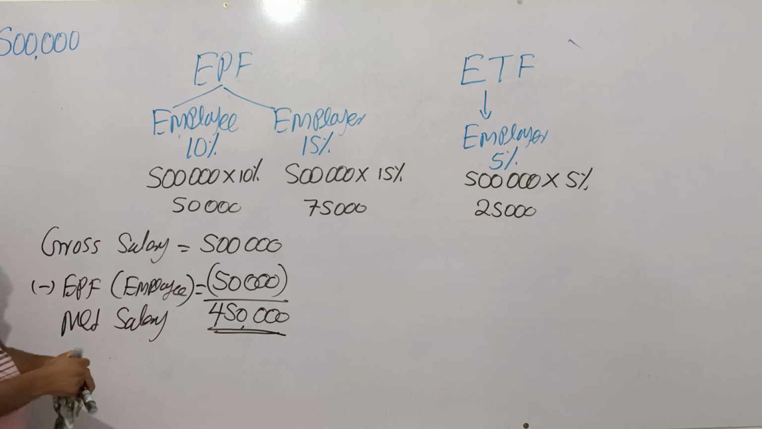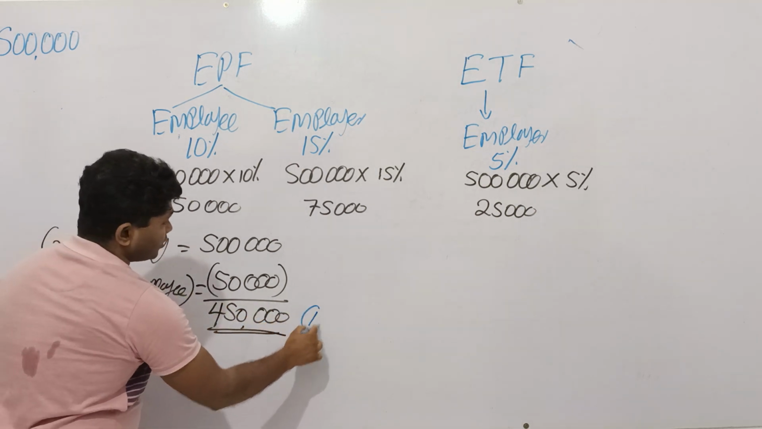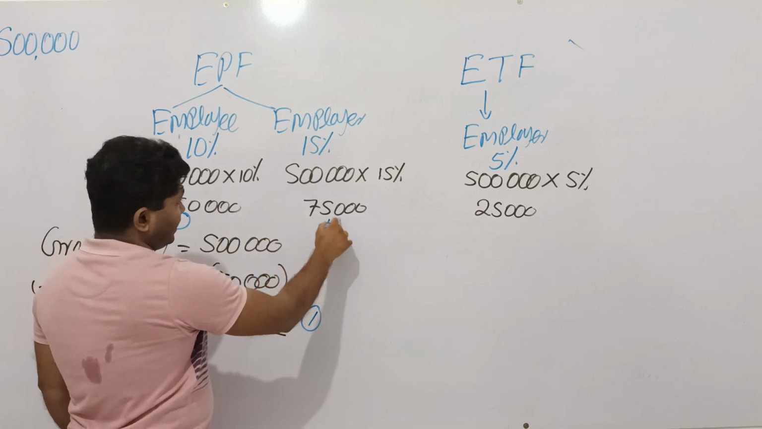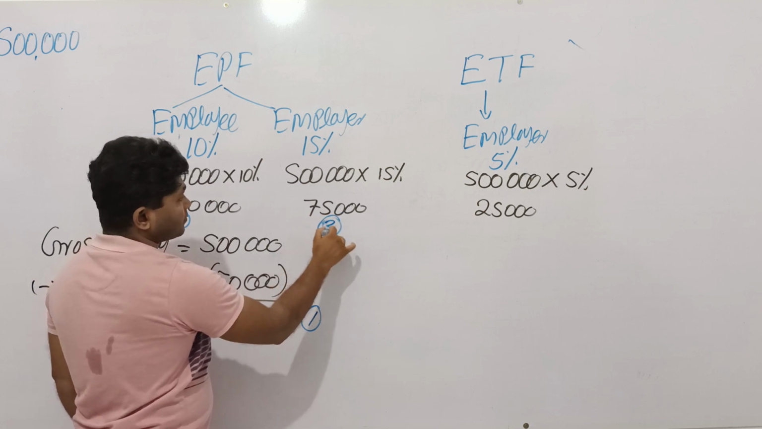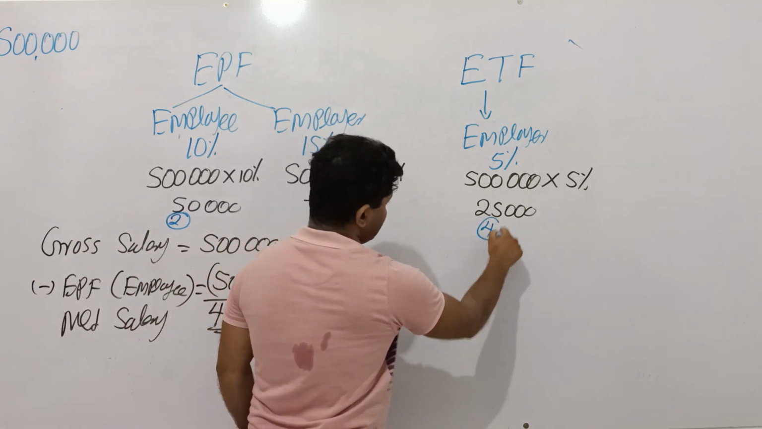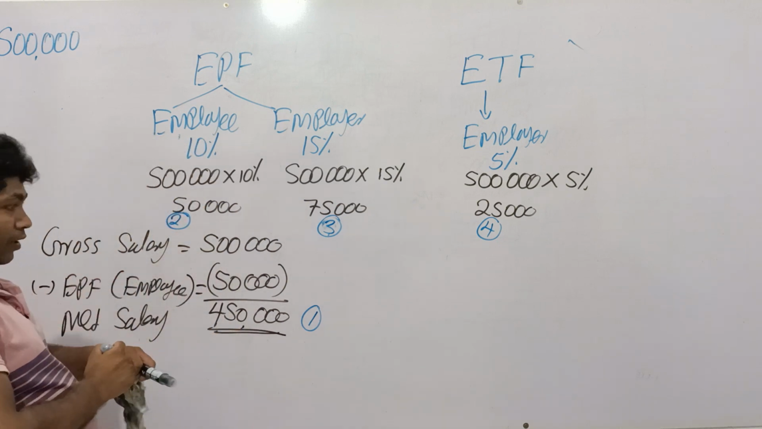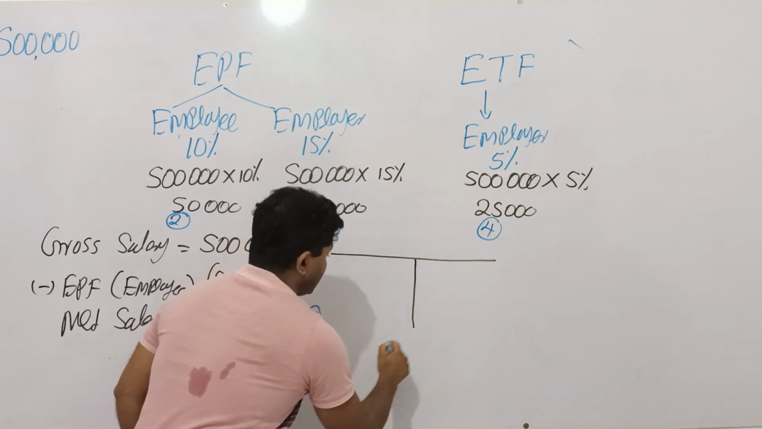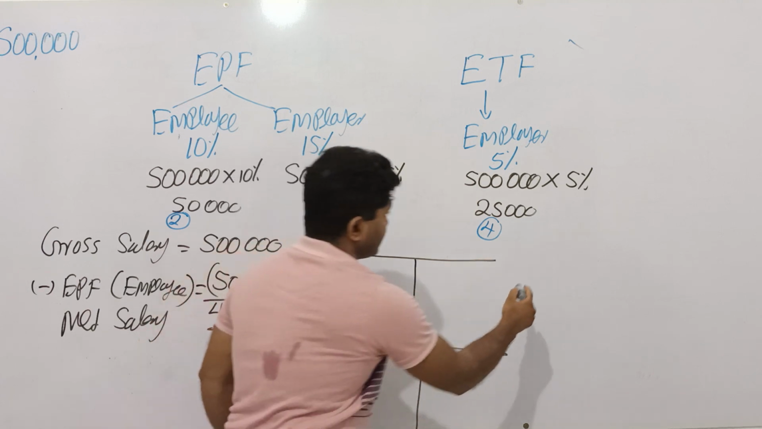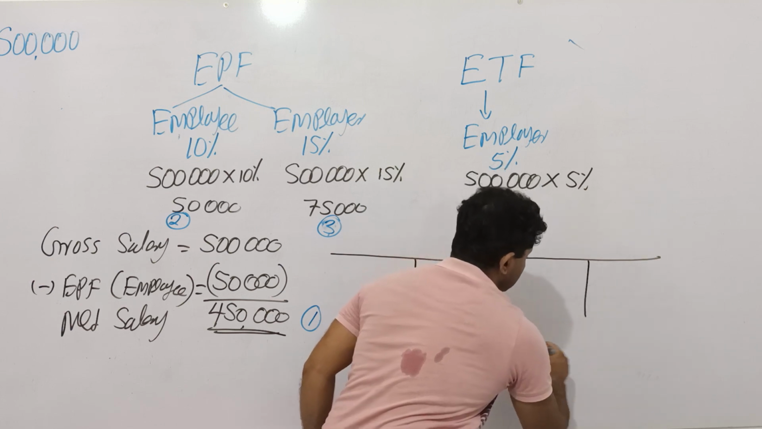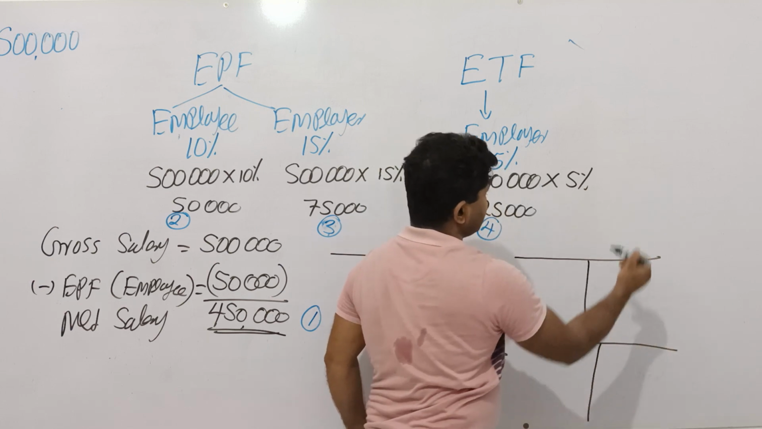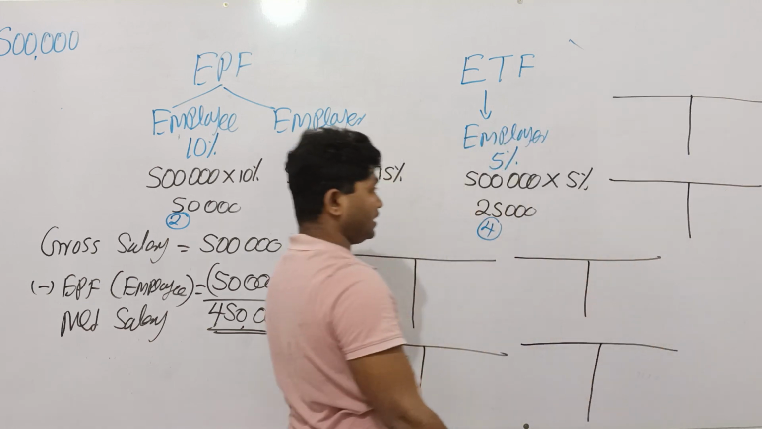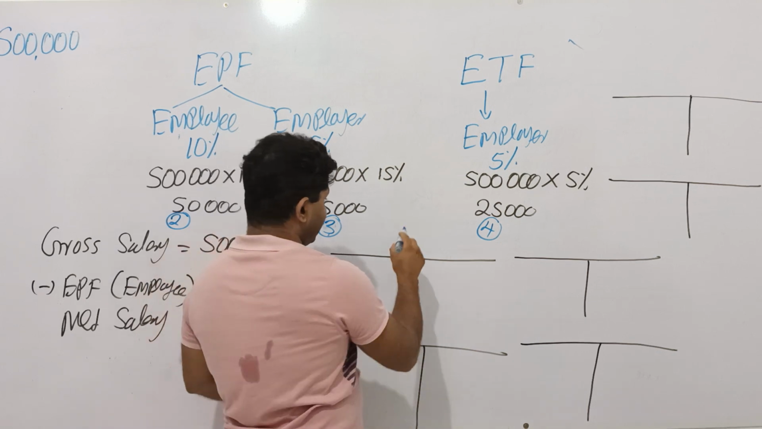When recording in the ledger accounts, you have to apply four steps. First one, net salary. Second step, employee contribution and employer contribution. Third step, EPF employer contribution. Fourth step. Now let's see how to record in the ledger accounts. You have to prepare the salary account, as well as the cash account, the EPF expense account, the EPF payable account, and for ETF also two separate ledger accounts: ETF expense as well as ETF payable. Right, salary and cash.